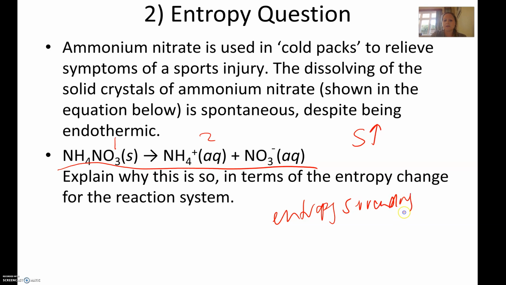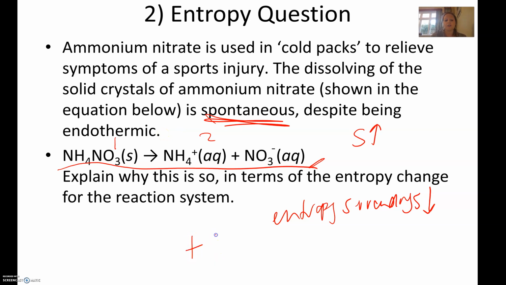The entropy of the surroundings is going to go down because endothermic reactions absorb heat energy. So surrounding particles are going to be moving slower, less kinetic energy, less disorder. So we've got an increase in entropy of the system, which we've explained here, and a decrease of entropy of the surroundings. However, the question tells you that it's still spontaneous. So how can it still be spontaneous?